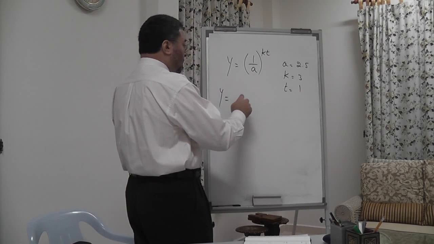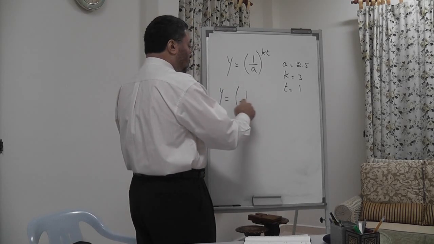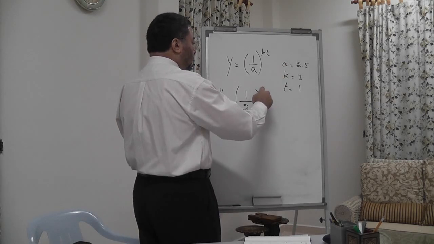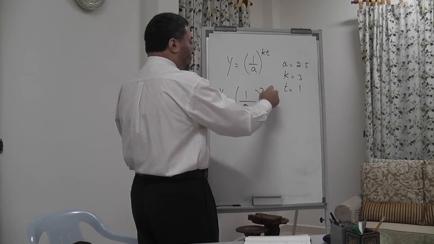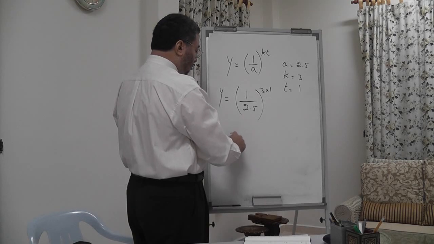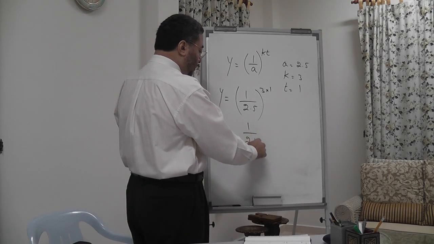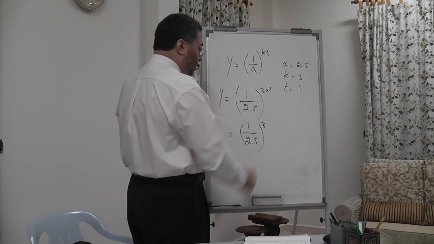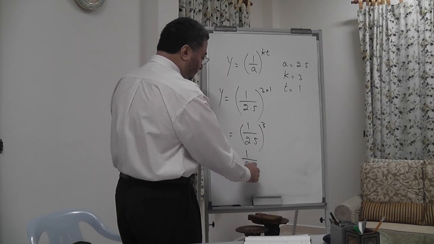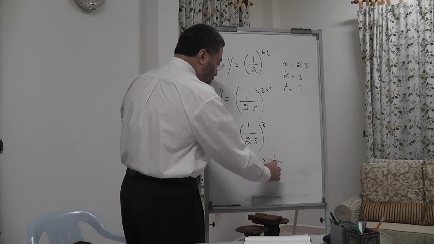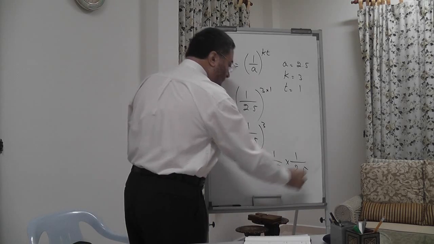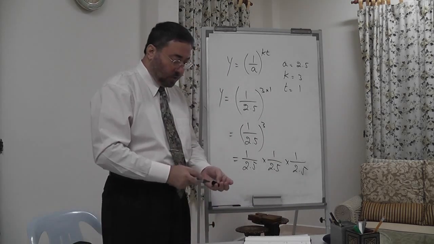So y equals 1 over 2.5, k is 3, and t is 1, so 3 times 1. 3 times 1 is 3, so we have 1 over 2.5 raised to the third power, cubed. And that will be 1 over 2.5 times 1 over 2.5 times 1 over 2.5. And the calculator will give you the answer.